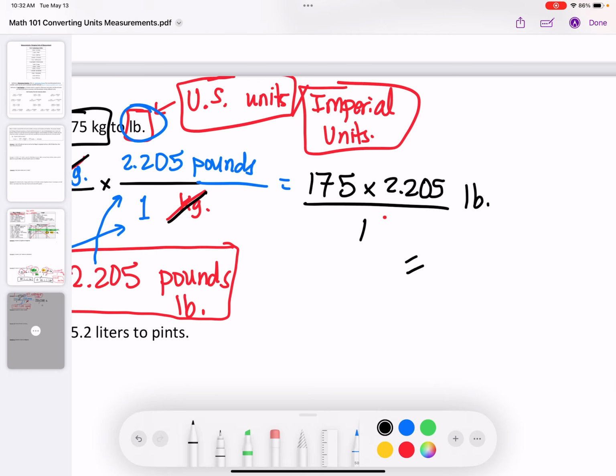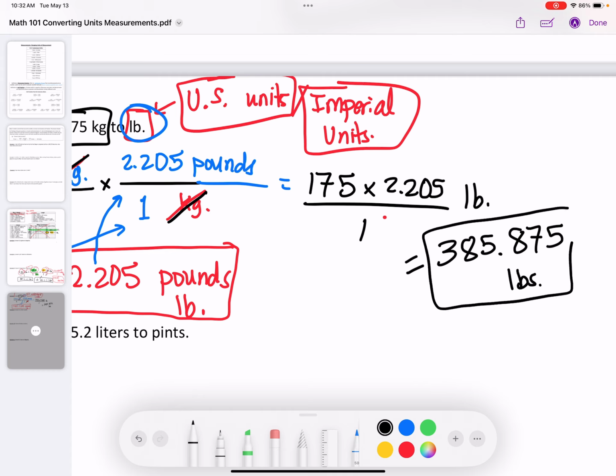All right, let me see if I can multiply those guys. We got 175 multiplied by 2.205. I got 385.875 pounds or lbs, whatever.